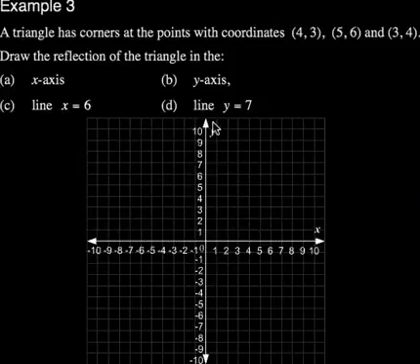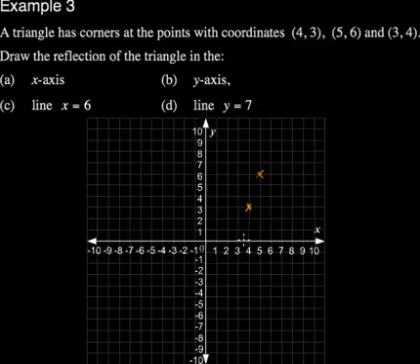In this third example video, we're going to have a look at the reflections of a triangle in these different lines. So it's asking us to draw the triangle first with the coordinates 4, 3. So 4, 3 is here. A common mistake really is to get these coordinates wrong, so spend some time making sure that you get these right. 5, 6 is 5 across, 6 up, so that was 3, 4, 5, 6 is here.